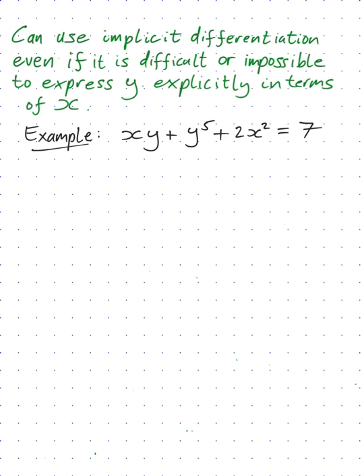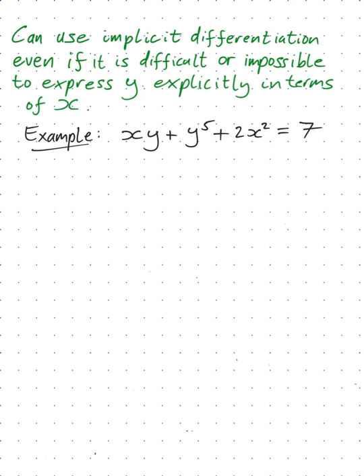The nice thing about implicit differentiation is that we can use it even if we can't actually write down an equation for y explicitly in terms of x. So the example that we'll do now is one where you would have a hard time writing down y as a function of x. The example is x times y plus y to the power of 5 plus 2x squared equals 7, and we want to find dy/dx.